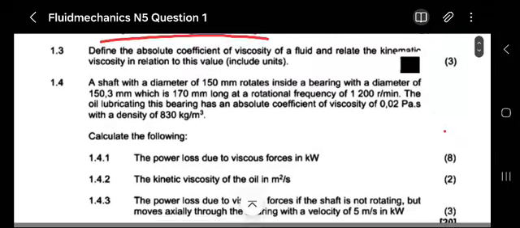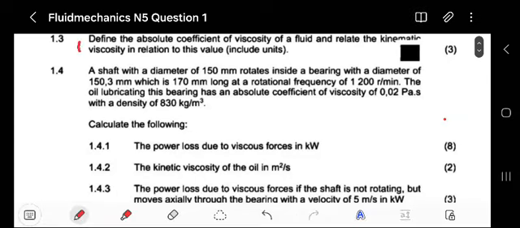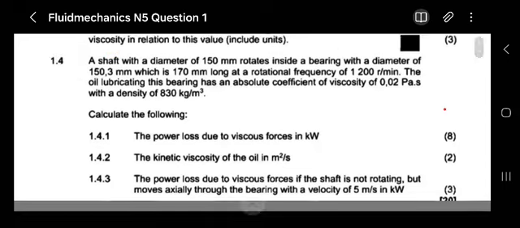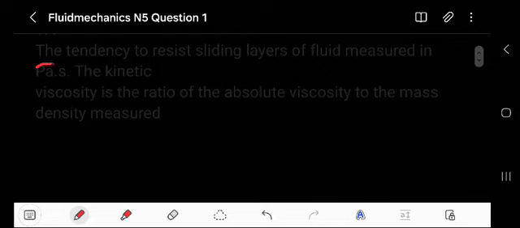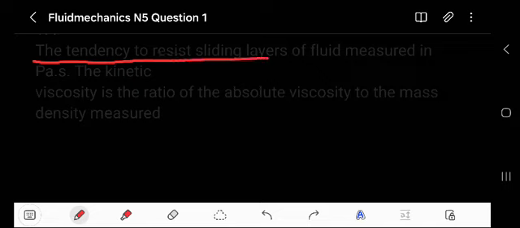Then 1.3 says define the absolute coefficient of viscosity of a fluid relative to kinematic viscosity, and give the value including units. Viscosity, just define it: it is the tendency to resist sliding layers of fluid, measured in poise.